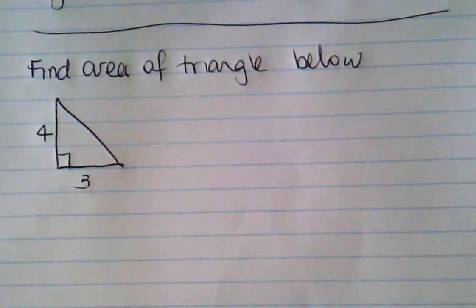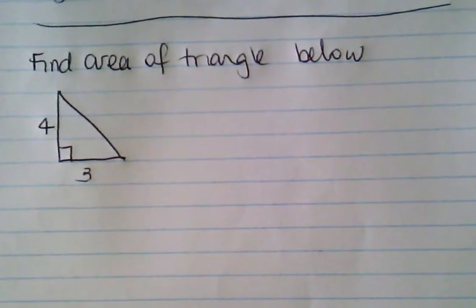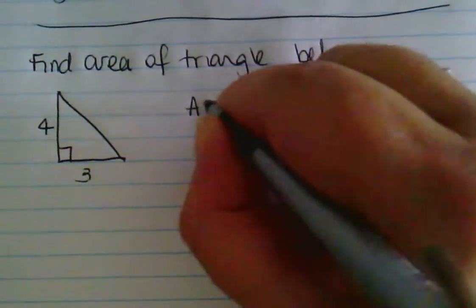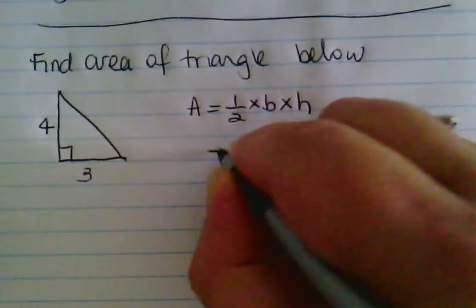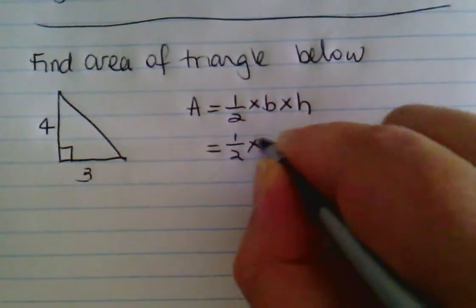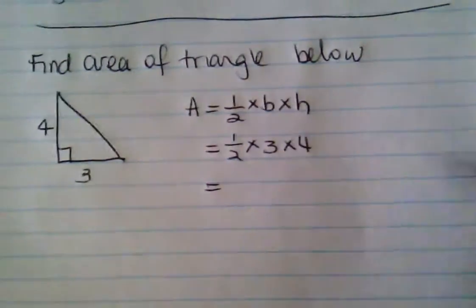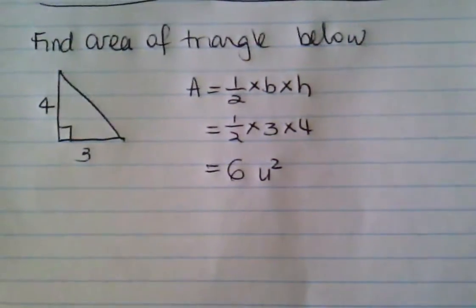This is a right angle triangle. Remember, you've got two formulas now for area of a triangle. We've got area of a right angle triangle from year 7. What's the area of this triangle? Area equals half times the base times the height, which is a half times 3 times 4, which is 6. I'll just go units squared, so I don't know what the units are.